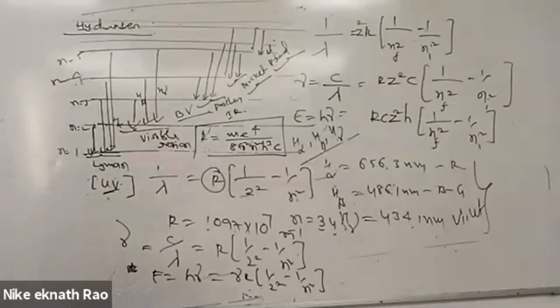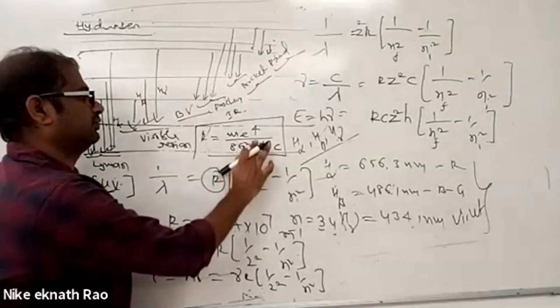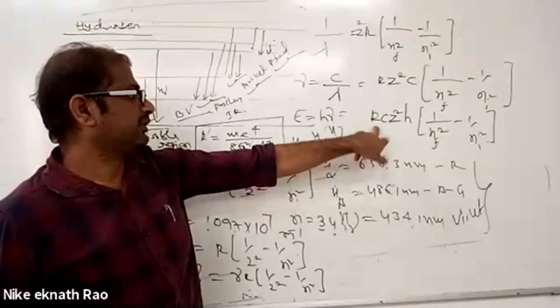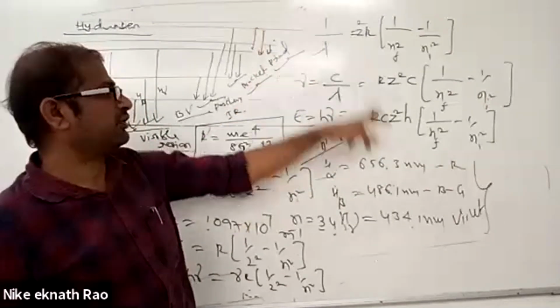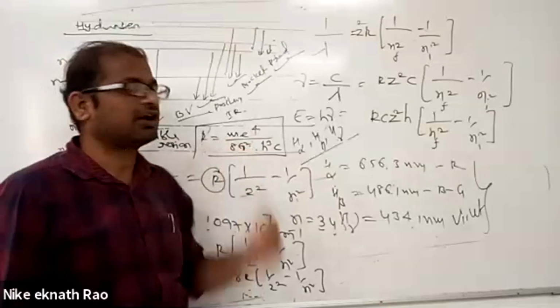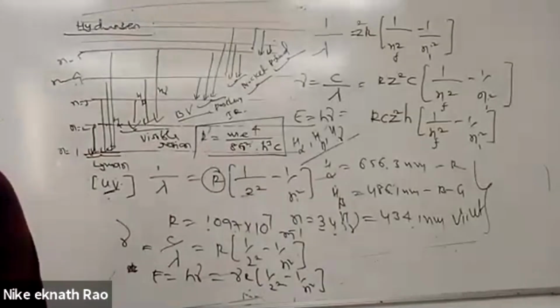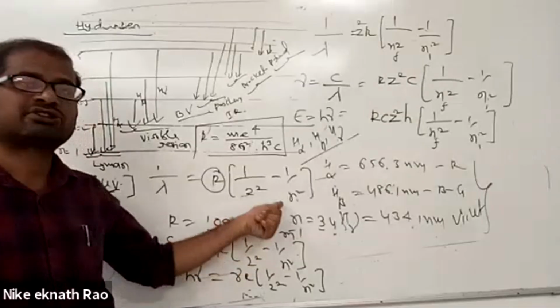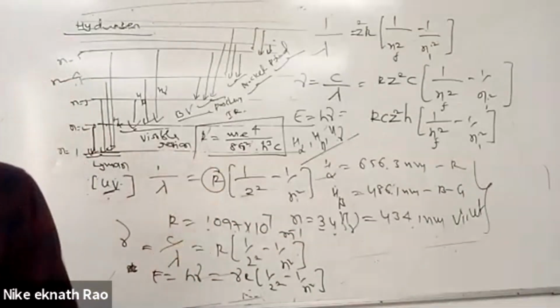m to the power of 4 by 8 epsilon naught square h cube into c. Why is there a square here? We compare this with the formula, the energy formula, to get the R value: m to the power of 4 by 8 epsilon naught square h cube into c. Its value is 1.093 something in 10 power 7 per meter. Okay, these are the formulas.